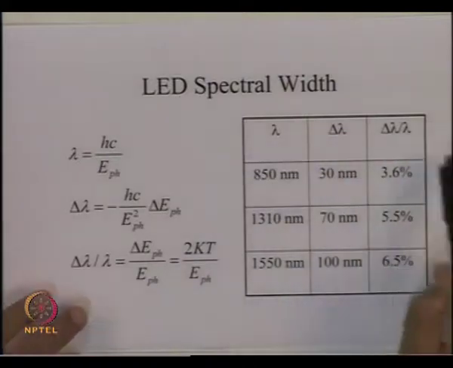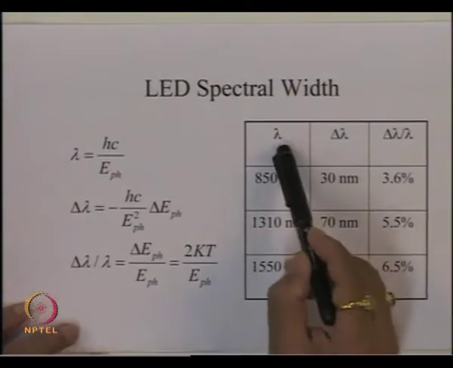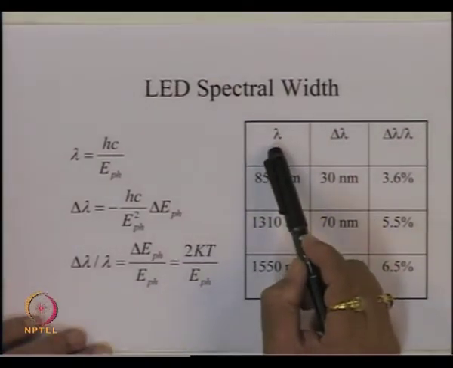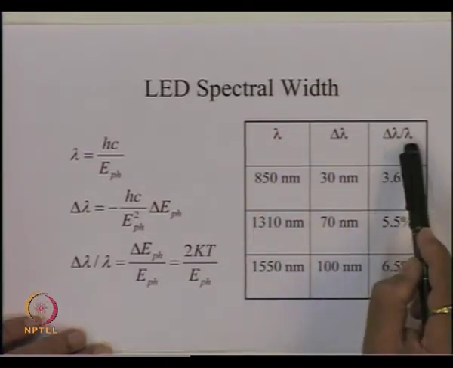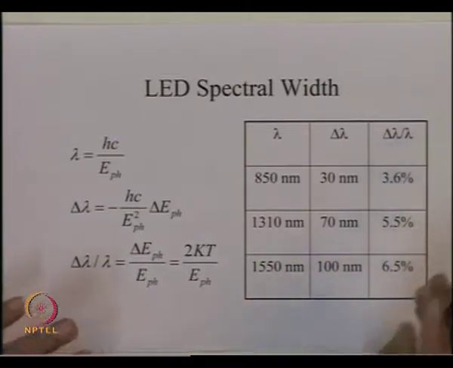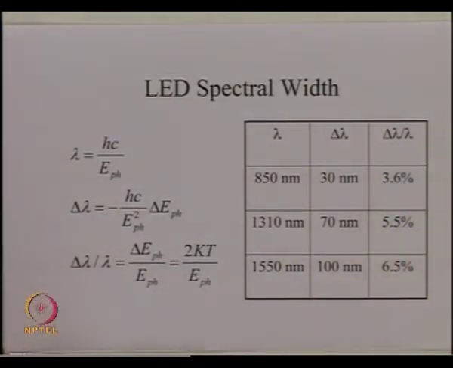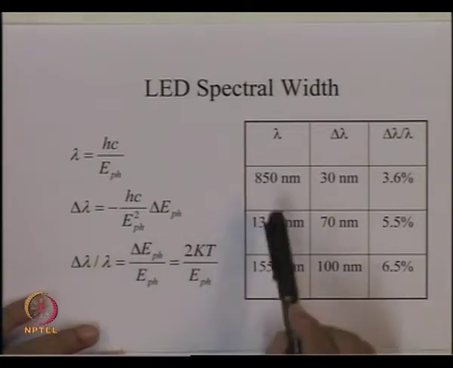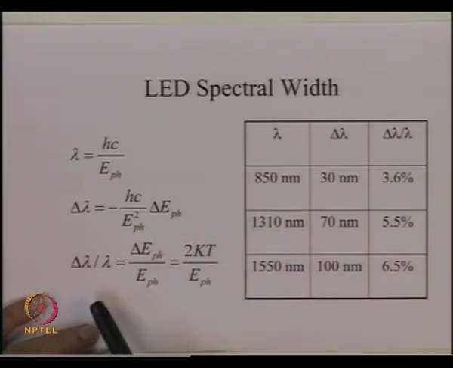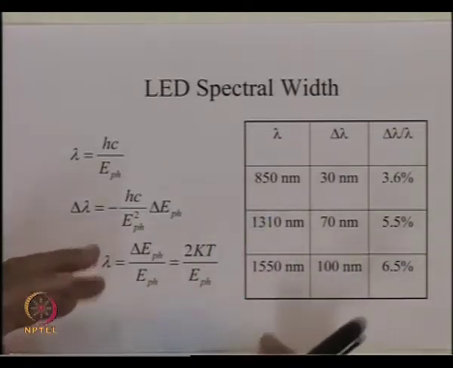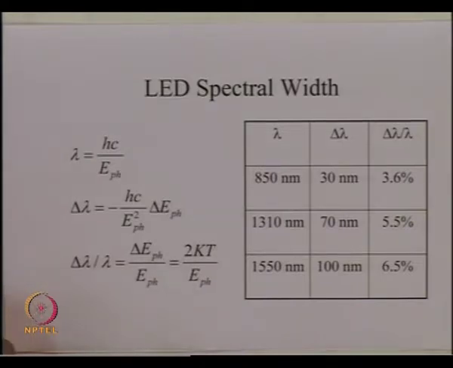and this is essentially tabulated here. So, we have got a lambda, which is the operating wavelength of the LED. This is the spectral width delta lambda, and this is the quantity delta lambda by lambda, which essentially gives me the percentage spectral width. So, if I take a semiconducting material for which the band gap corresponds to 850 nanometer, which is gallium arsenide, then we will have a spectral width approximately about 30 nanometer or 3.6%.